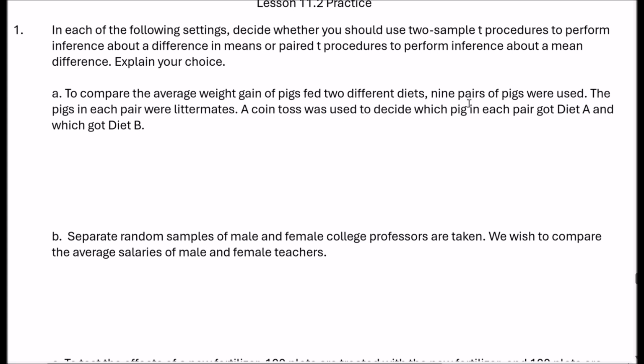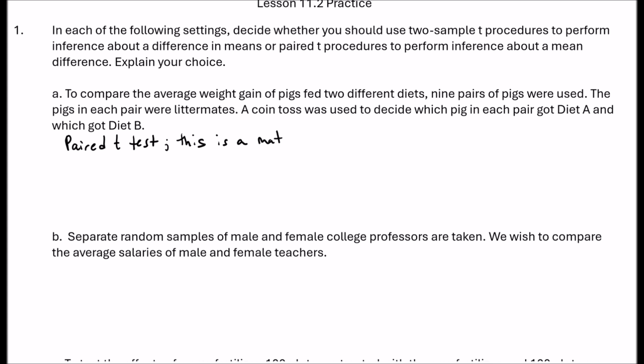So this one's pretty, there's a lot of clues here. You know, it says pigs in each pair, and then you're saying average weight gain of pigs feeding 2 different diets, so 9 pairs of pigs. So this is clearly a paired t-test, right? So we're going to use a paired t-test, which means it's a 1 sample t-test for the mean difference, okay? So we're going to say, and it says explain your choice. So this is a matched pairs design.